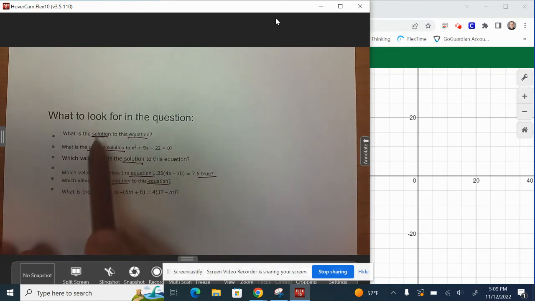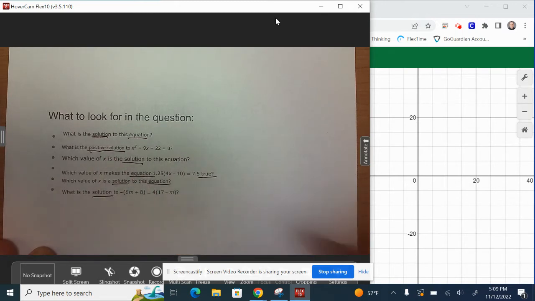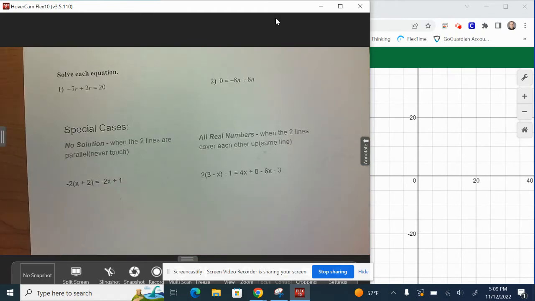So we look at those. We see solution pop up out of the 6 questions, 1, 2, 3, 4, 5 times. Solution came up 5 times. So if we see the word solution, what is the solution? Which value makes the solution? Right? We're doing this strategy right here. All right, flip it over.